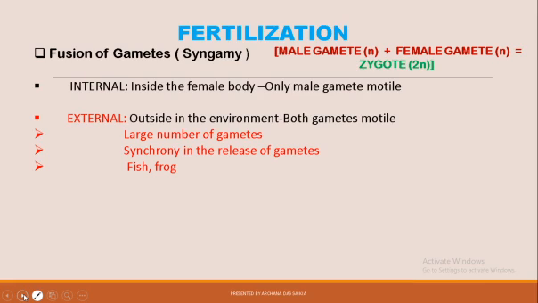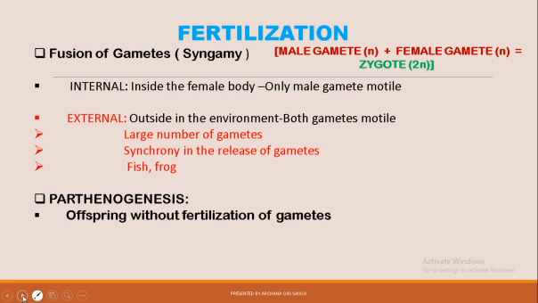It is very commonly seen in fishes and frogs, where the medium is water. Then parthenogenesis. Parthenogenesis is a special type of reproduction in which there is no fusion of gametes. There is no fusion or fertilization of gametes. This is an exception here. The offsprings will be formed without fertilization of the gametes.